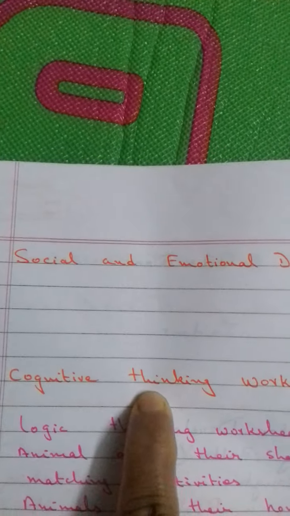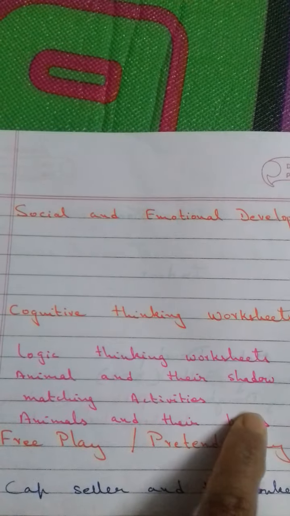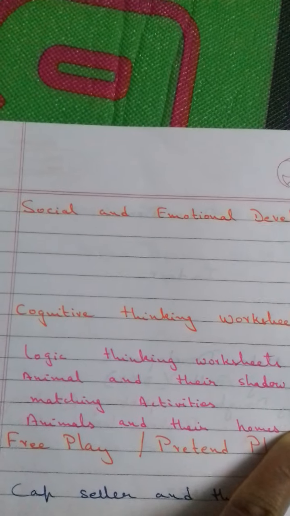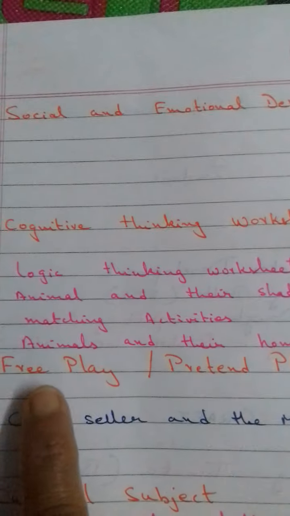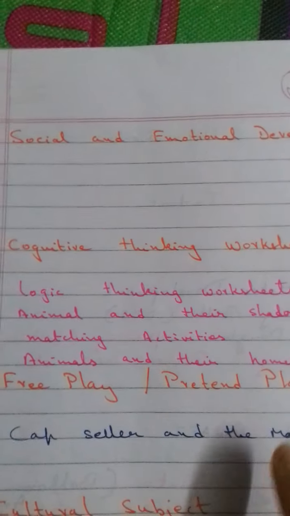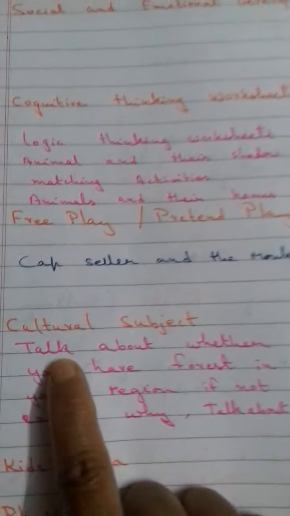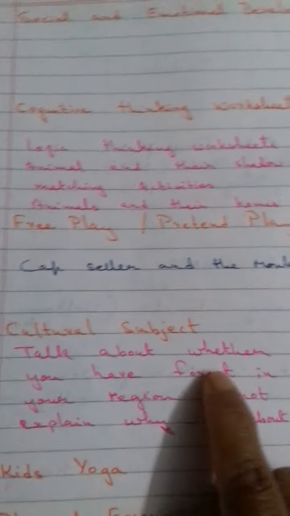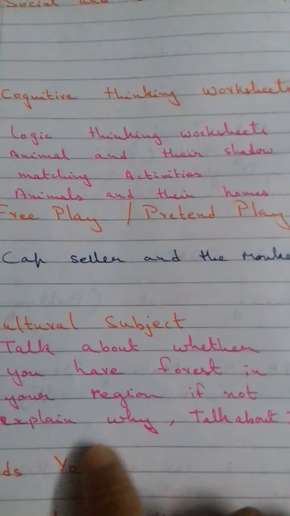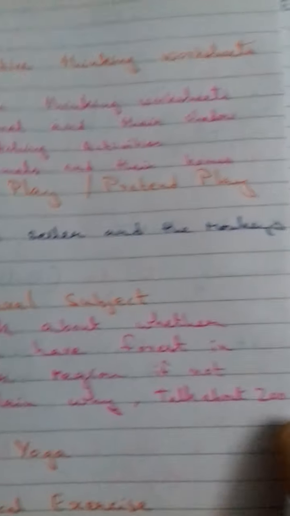In cognitive thinking, you can give worksheets like logic thinking worksheets, animals and their shadow matching activities, animals and their homes, etc. Free play or pretend play, you can enact the story of the Cap Seller and the monkeys. In cultural subject, you can talk about whether you have a forest in your region. If not, explain why. Then talk about the zoo.